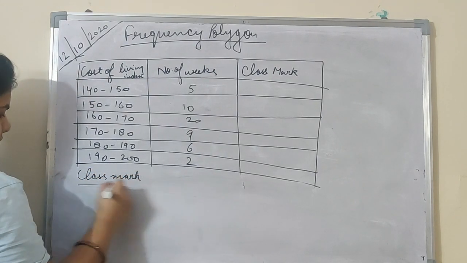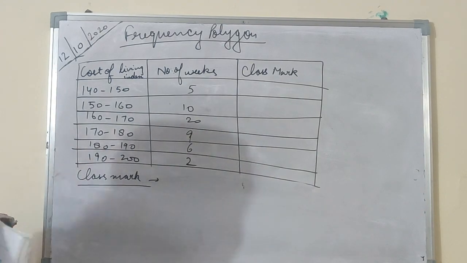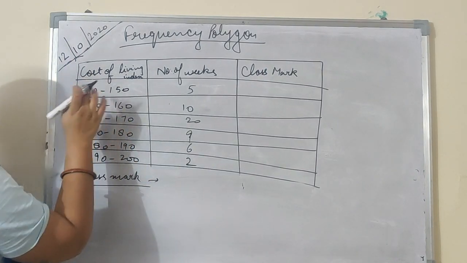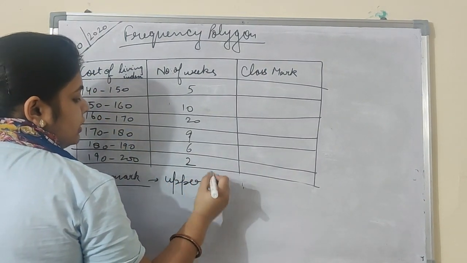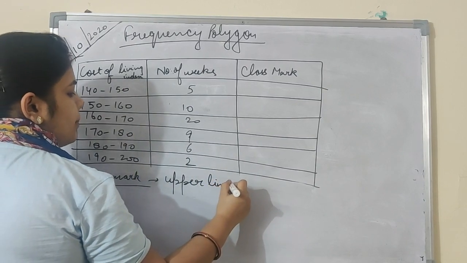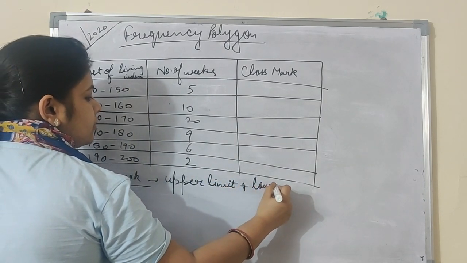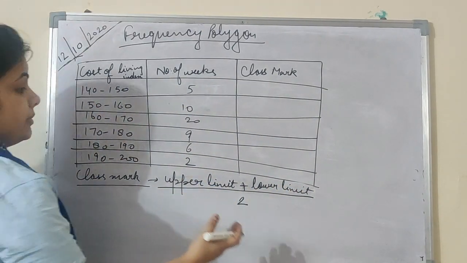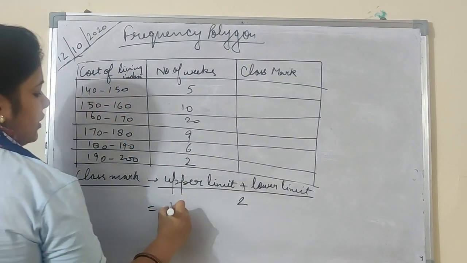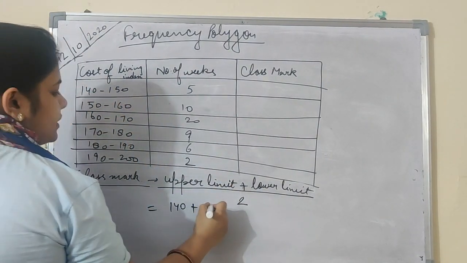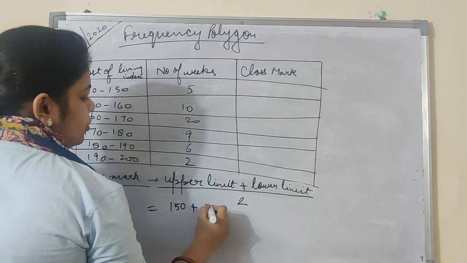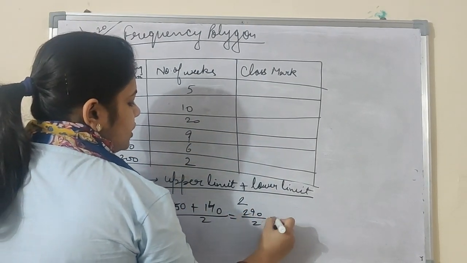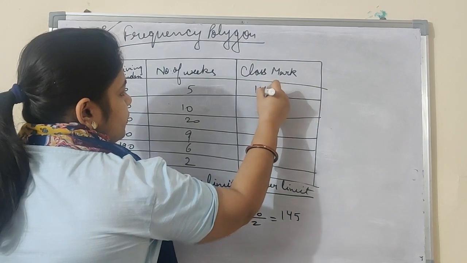Actually, previously, we have found class mark in histogram only, means the bar of histogram only. Actually, that is only the class mark. That means, we can say the midpoint of the given interval. That means, formula is upper limit plus lower limit divided by 2. That means upper limit is 150, lower limit is 140, divided by 2. What you are getting is 290 divided by 2. That means you will observe that you are getting 145.